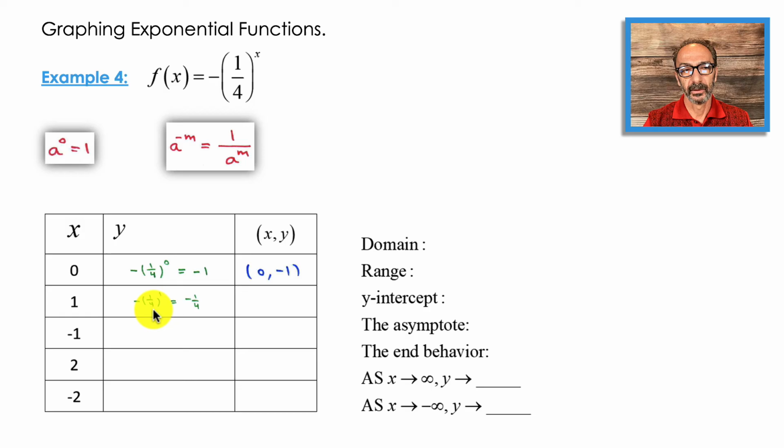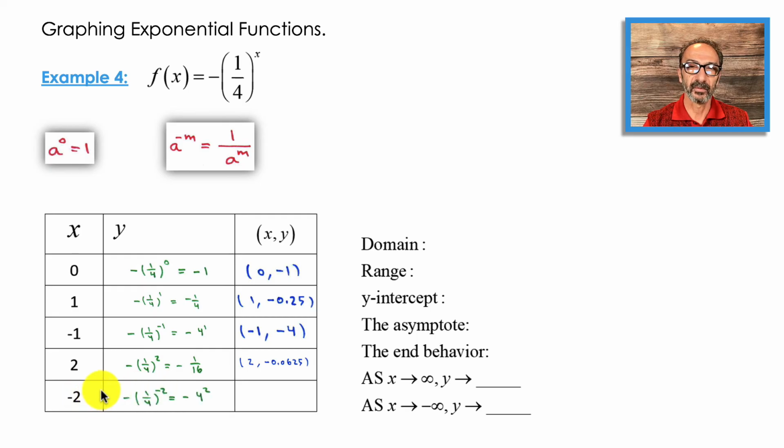1. 1/4 to the power 1 is just 1/4. Negative outside, that's -1/4, -0.25. -1, we have to flip it, becomes 4 to the power 1, and that's just 4, with the -4. 2, that's 1/4 to the second, which is 1/16. Of course, the negative outside does not cancel, or -0.0625. -2, we have to flip it, becomes 4 to the second, which is -16.